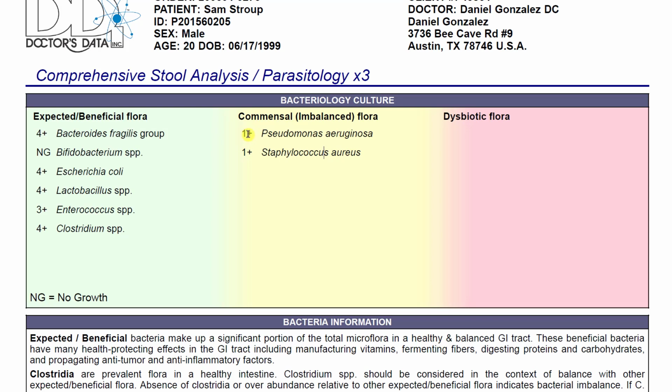You'll also notice there's numbers here. This indicates the order of magnitude of growth of the specific organism. For commensal bacteria, you basically want to see +1 or +2. You never want to see 3s and 4s, and so of course that's what we can see here. For the expected beneficial bacteria, these are your good bacteria, you basically want to see 3s and 4s across the board. You can see you've got 4s almost all the way through, with the exception of bifidobacterium. So if there's any probiotic that you need to be supporting your body with, it would be bifidobacterium.